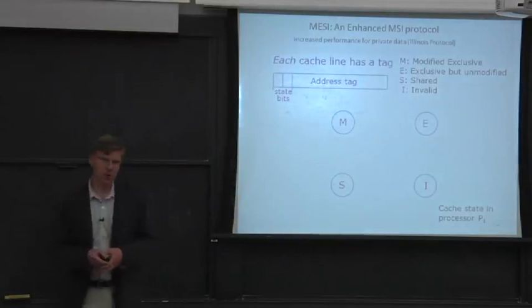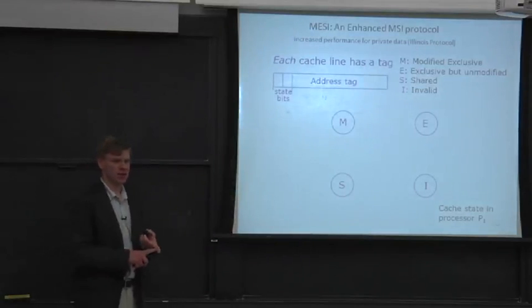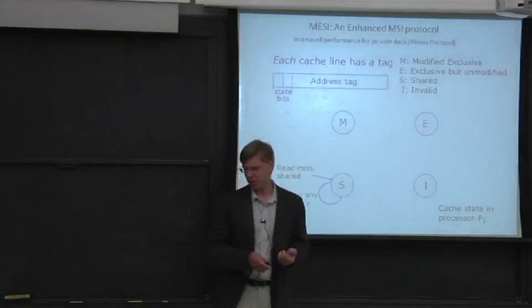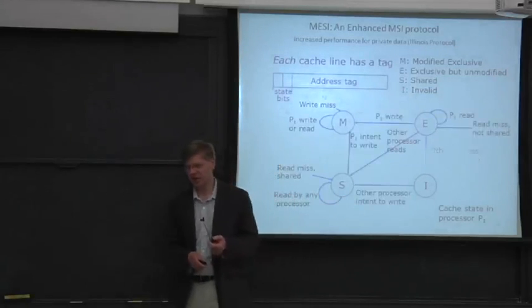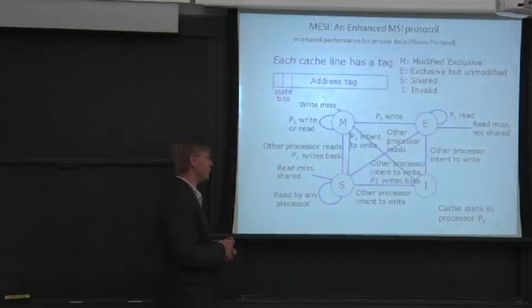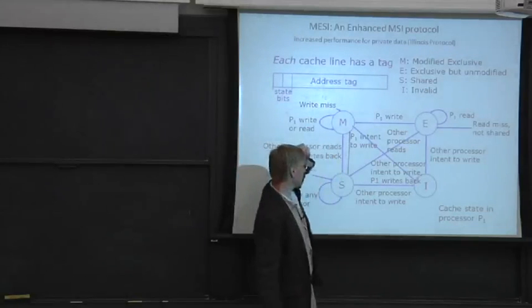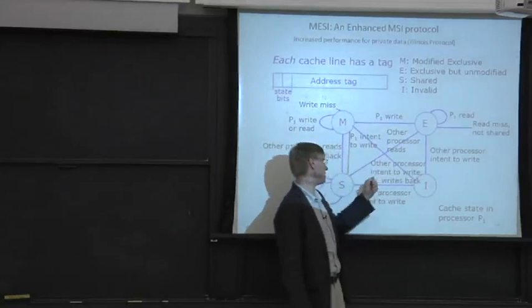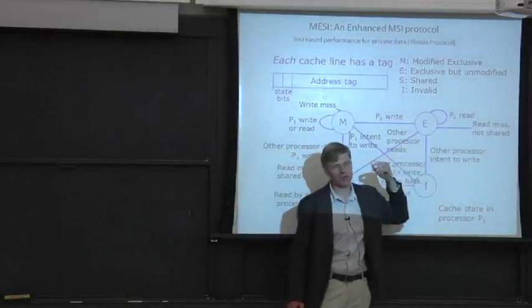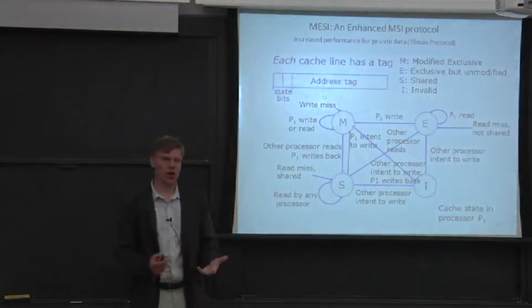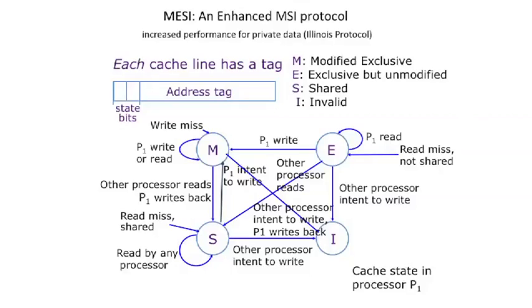We left off last time talking about MESI, also known as the Illinois protocol, and we walked through all of the different arcs through here. If you recall, we split this shared state from the MSI protocol into two states, shared and exclusive. The insight here is it's very common for programs to read a memory address, which will pull it into your cache, and then go modify that memory address.